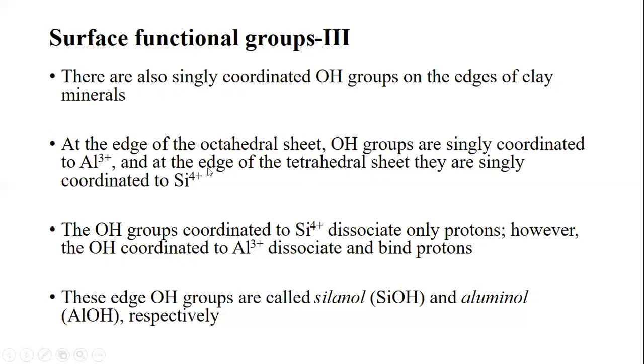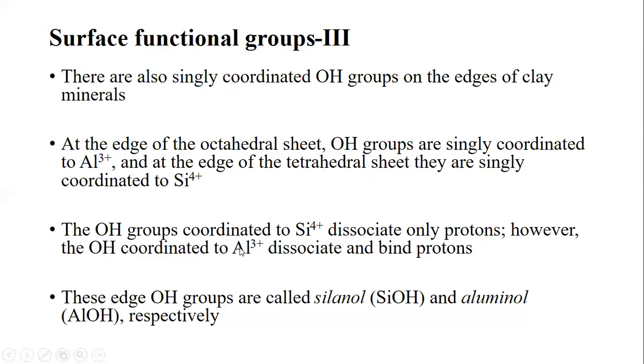At the edge of the octahedral sheet, OH groups are singly coordinated to Al3+, and at the edge of the tetrahedral sheet, they are singly coordinated to silicon. So they're loose, they're on the edge, but still they are tied up to either aluminum or silicon, depending on whether we are talking about the tetrahedral or octahedral sheet.